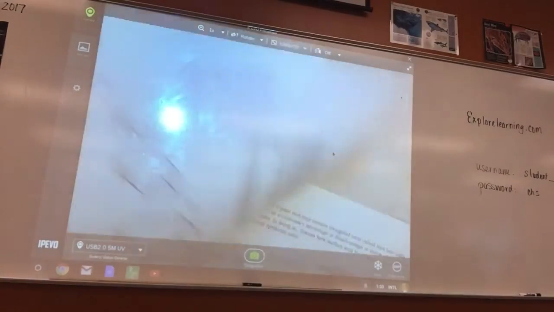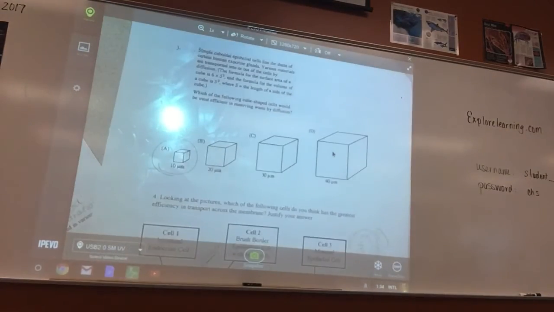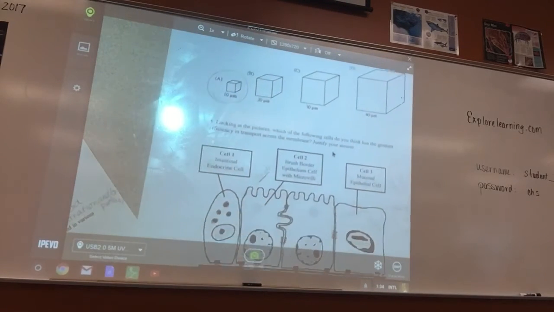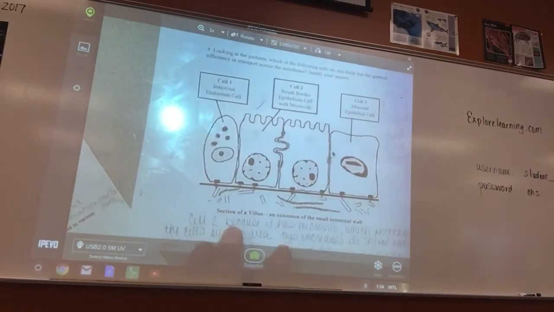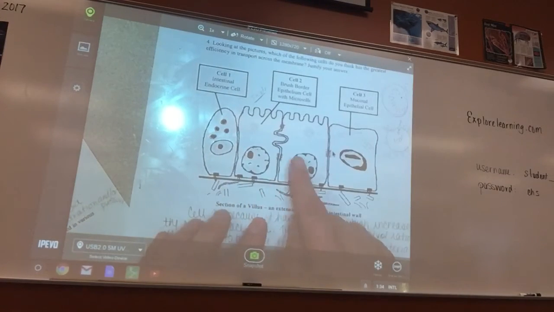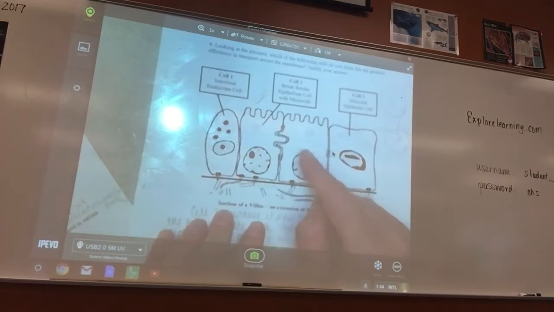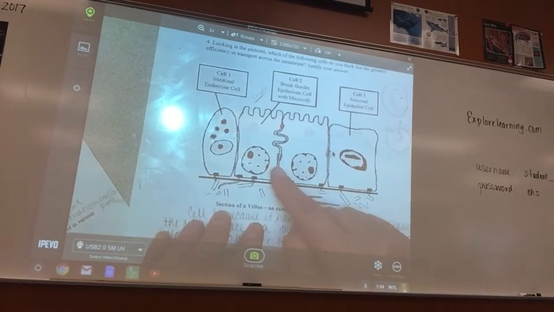The next slide was this picture here, and it asked you which one would be more efficient in removing waste by diffusion, and that's the smaller cell, cell A. And then this question is asking you to look at these pictures and think about which one would have to be more efficient in transporting across the membrane.